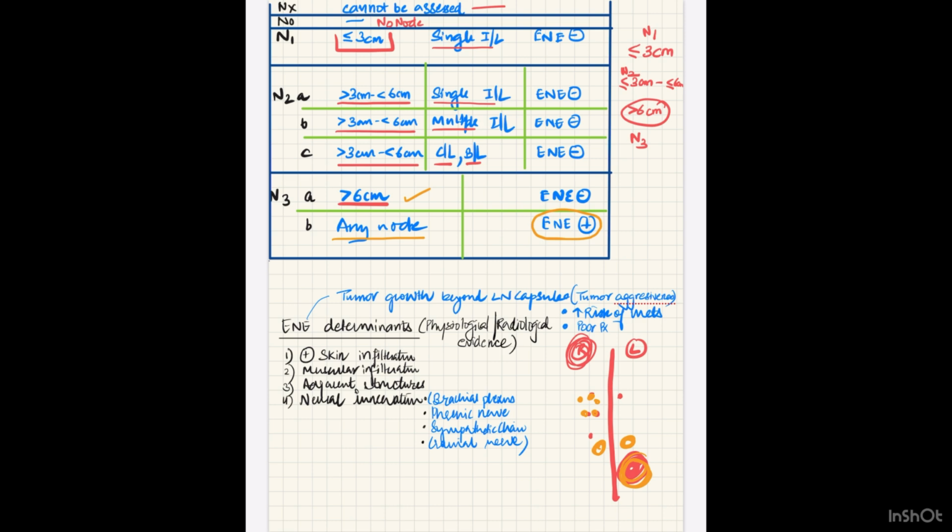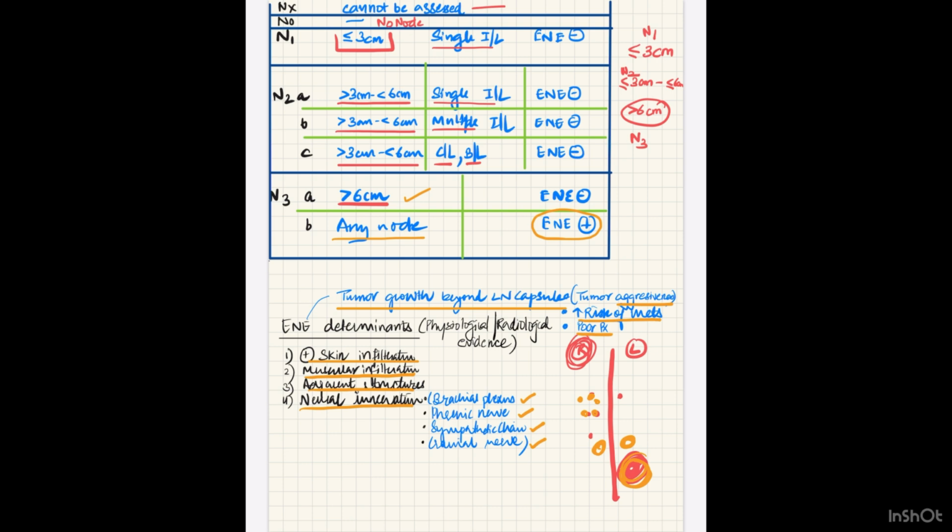Okay, so what is extranodal extension? Extranodal extension means that the tumor has gone beyond the lymph node capsule. So tumor growth beyond the lymph node capsule. It shows us how aggressive the tumor is. It also indicates the increased risk of metastasis, and it also tells us that it is a poor prognostic factor. Now, extranodal extension has various determinants, physiologically or radiologically. Those are, that is, the skin infiltration is positive, muscle infiltration is positive, adjacent structures are involved, and neural innervation like brachial plexus involvement, phrenic nerve, sympathetic chain, and cranial nerve.